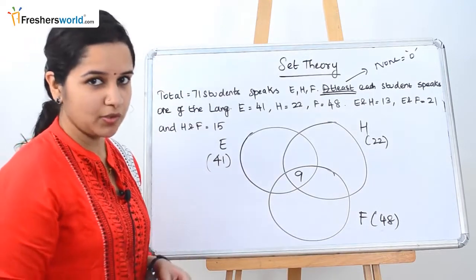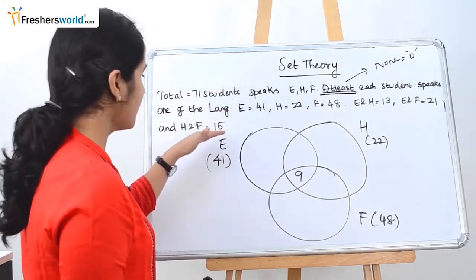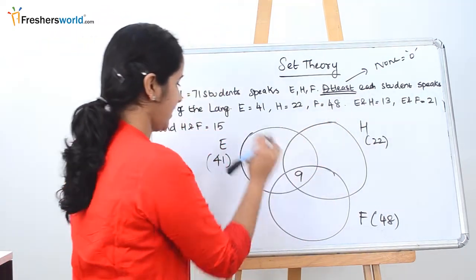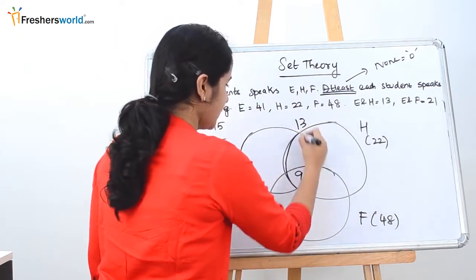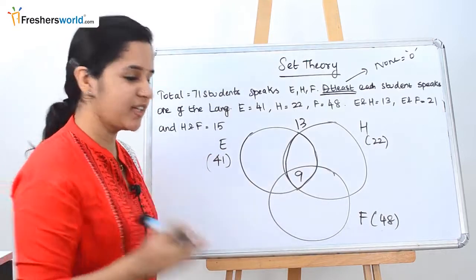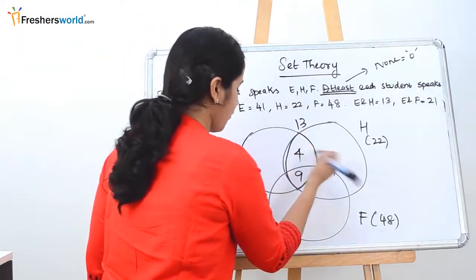So how did we solve last time? We went from the back of the question to the front. So we will start from the back. English and Hindi is 13, so the overall circle that they are telling is 13. We know that the people who speak all three languages are 9. So 13 minus 9 is nothing but 4.